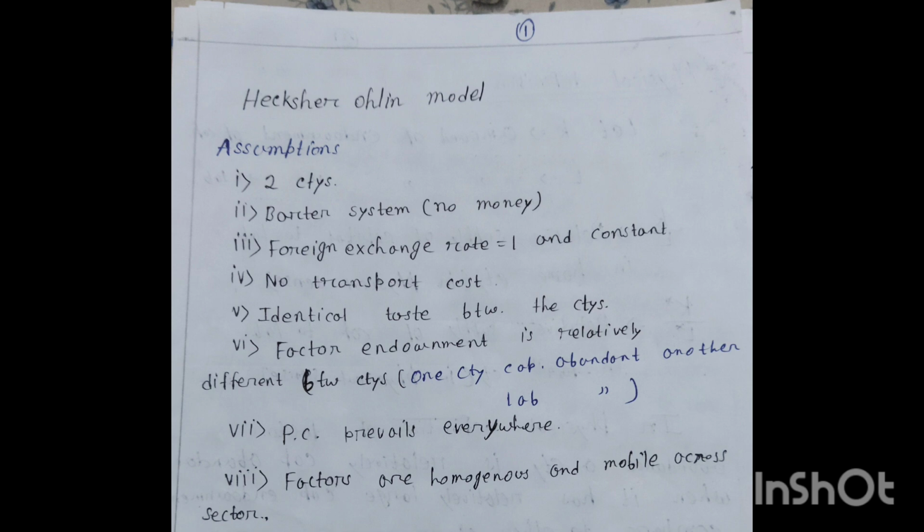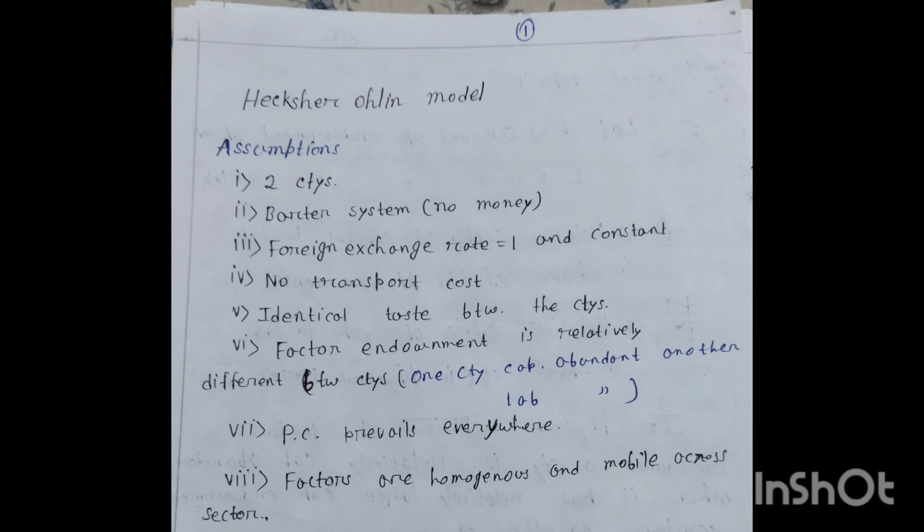According to the Heckscher-Ohlin model, the theory implies that a nation that is capital abundant should export capital intensive goods and a nation that is labor abundant should export labor intensive goods. Now, for justifying this theory, we have some assumptions that we have to follow and accept. What are those assumptions? We are going to study them one by one.